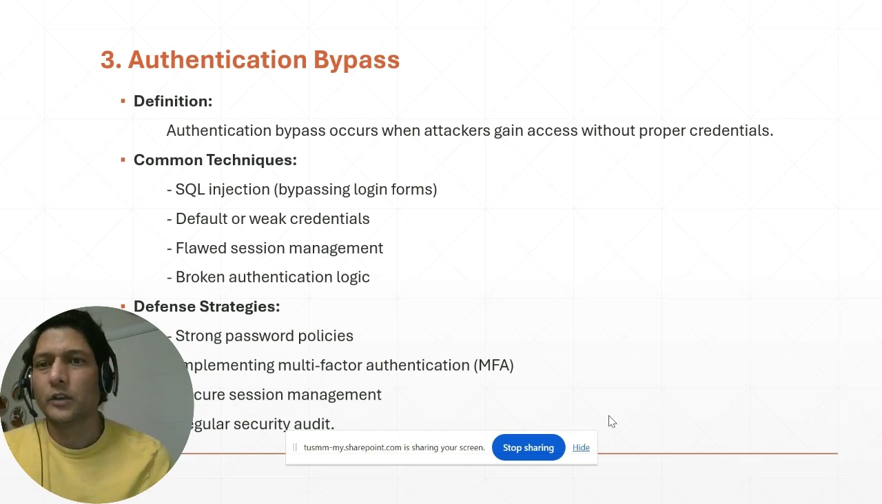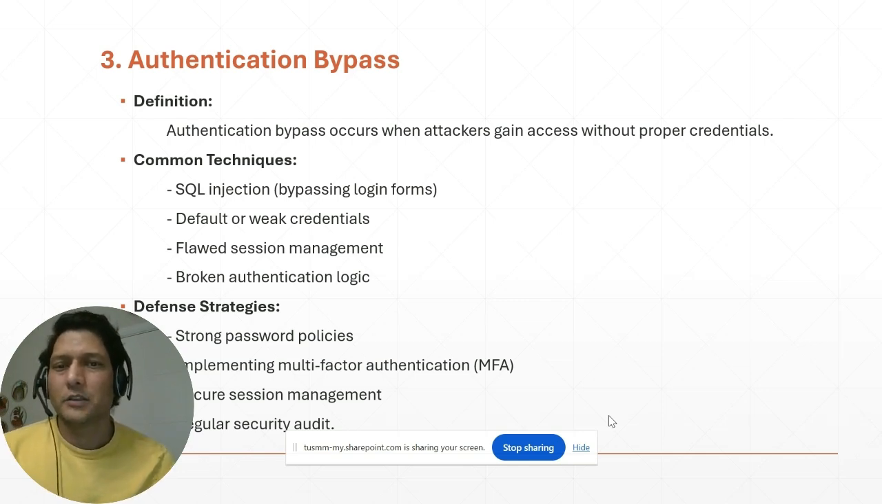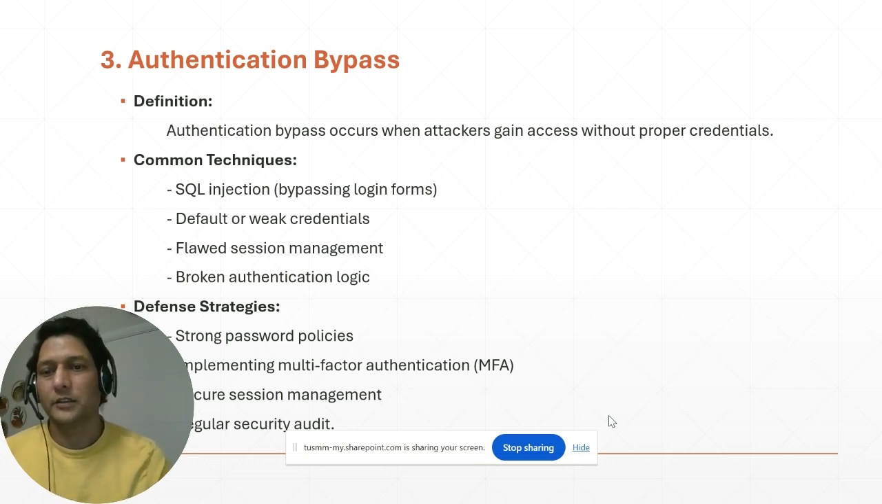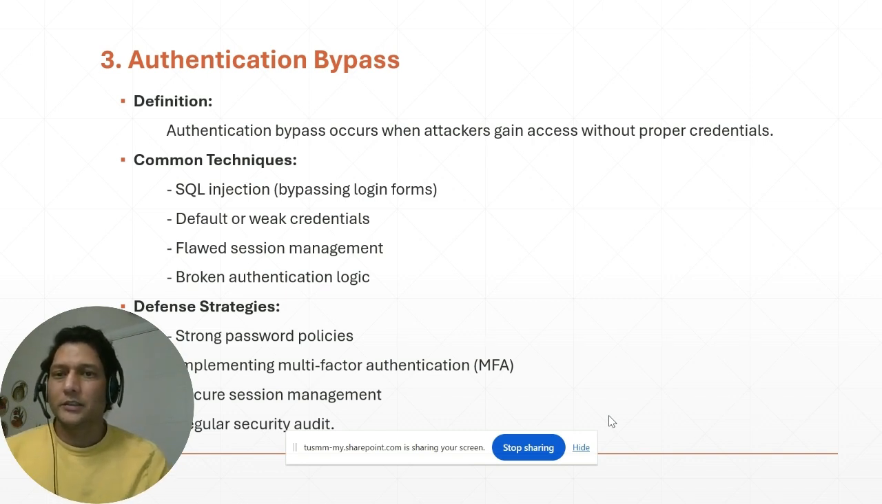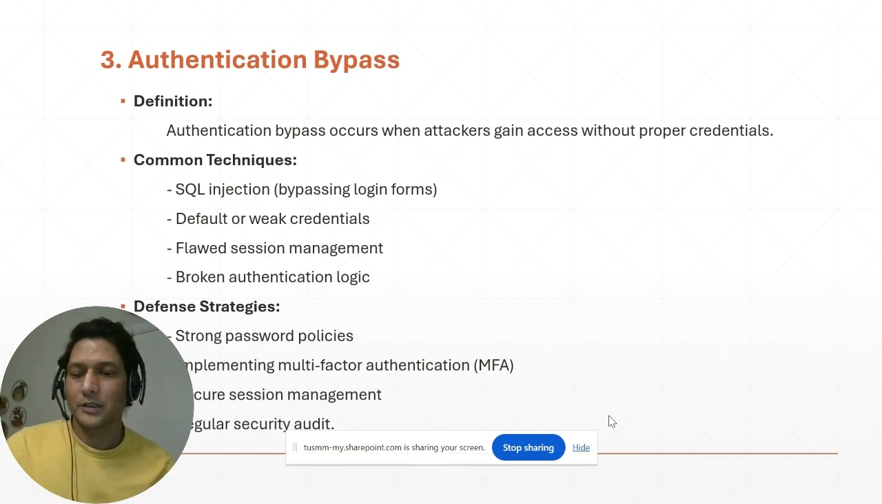The next room that we are looking into is Authentication Bypass. Authentication bypass occurs when an attacker gains access without proper credentials. It can be done using SQL injection, default or weak credentials, flawed session management, and broken authentication logic. Some of the defense strategies against authentication bypass could be using strong password policies and implementing multi-factor authentication. Regular security audits and secure session management can also help avoid authentication bypass attacks.